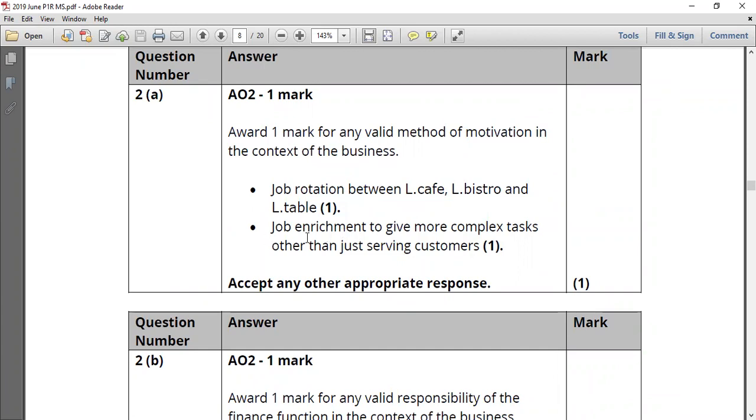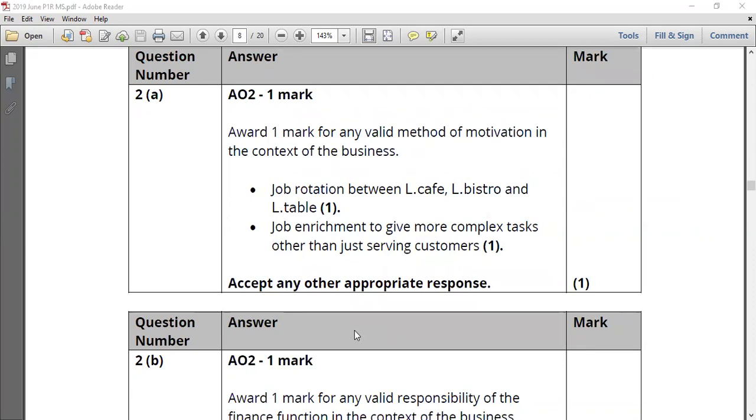And job enrichment, right? If you just write job enrichment, 0 marks. You have to write it with the application: job enrichment, to give more complex tasks other than just serving customers. Just serving customers, that's the application point. Like that, you can write any other responses regarding this.